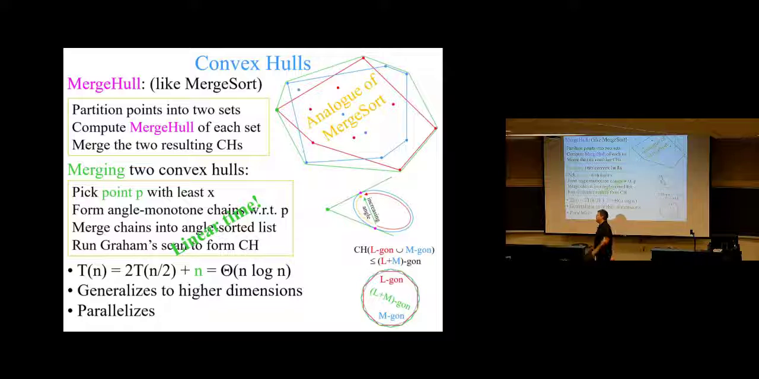Yeah. So why does it generalize to higher dimensions? Because Graham scan doesn't. So how do you sort those points?